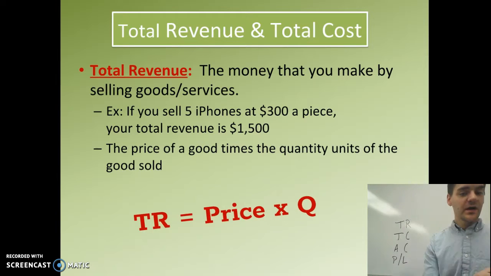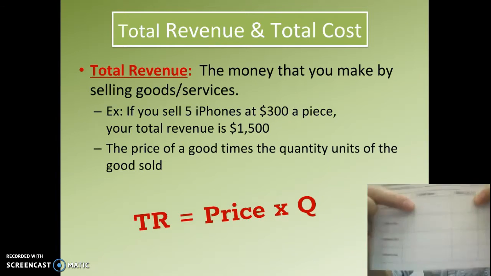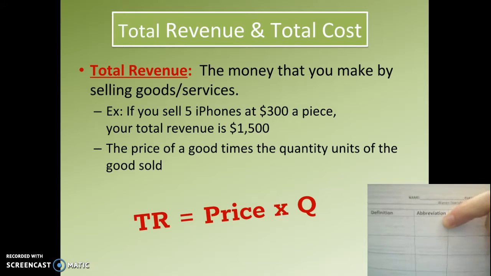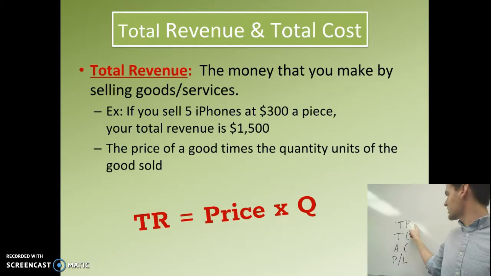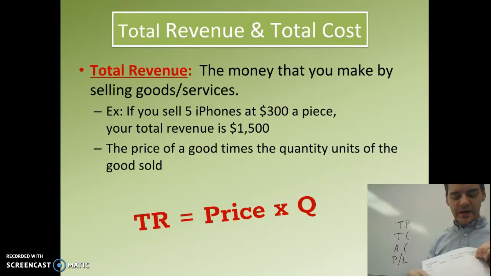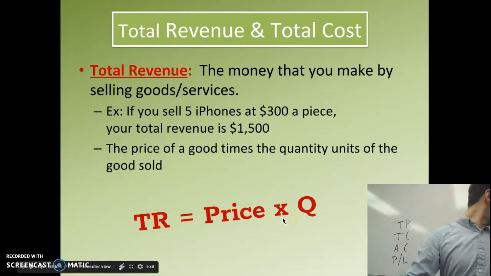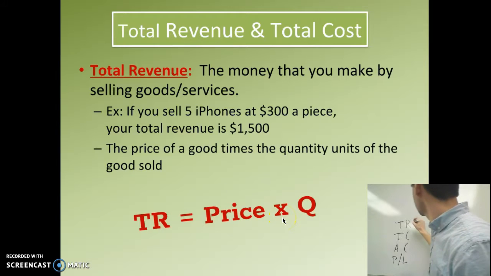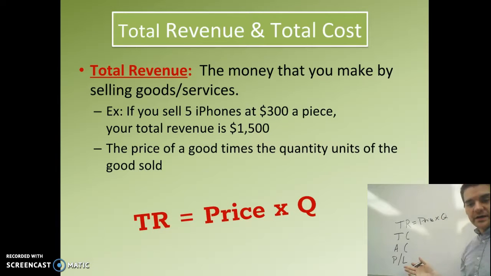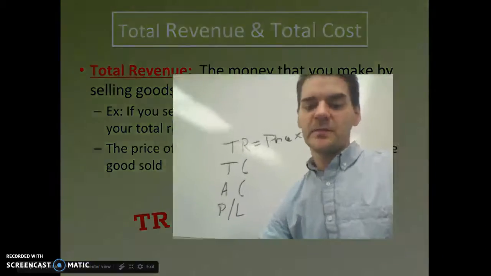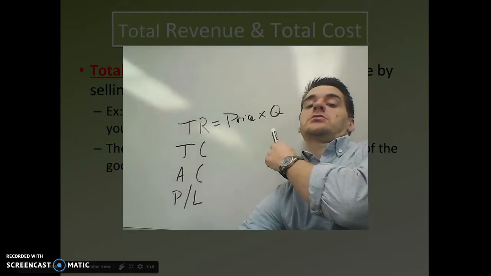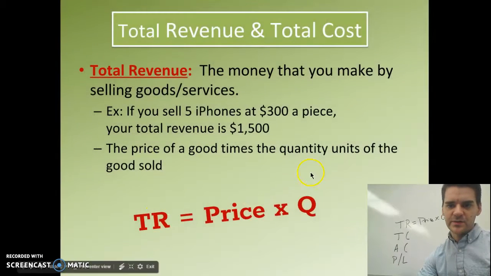So here's the thing. On your half sheet, you've got your definition. Now where it says abbreviation, write TR for total revenue. And where it says formula, you want to write this: TR equals price times Q. I'm going to write that on the board behind me. So total revenue is price times Q, or the quantity. With this simple formula, now we can find the total revenue for any product made by any company. Okay, let's keep going because there's a lot more to learn.